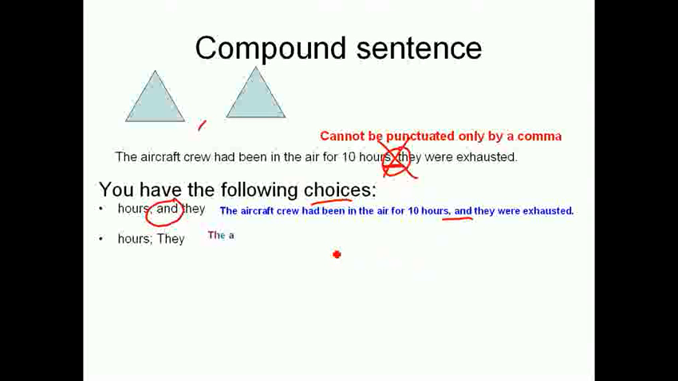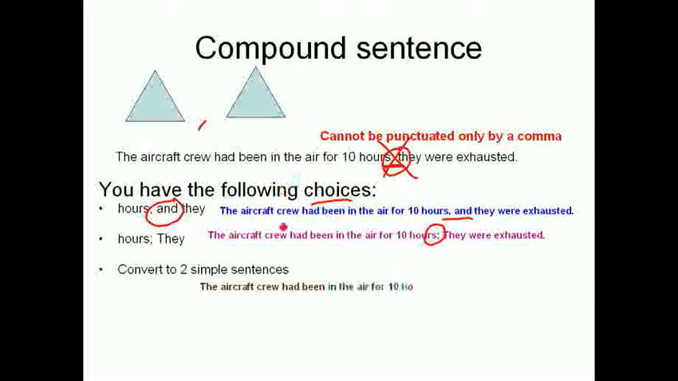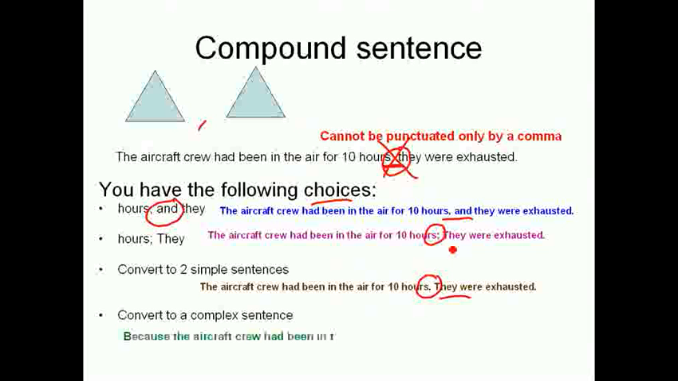You can have a comma and a coordinator together, then this is correct here. That's one choice you can have. Your second choice is you can use a colon, and this shows a coordination. Your third choice is that you convert the two clauses into two simple sentences. So you write it in such a way, add a full stop, and you have a clause there.